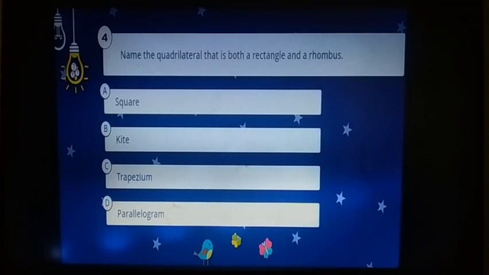Let us come to the next question. Name the quadrilateral that is both a rectangle and a rhombus. Option A, square. Option B, kite. Option C, trapezium. Option D, parallelogram.